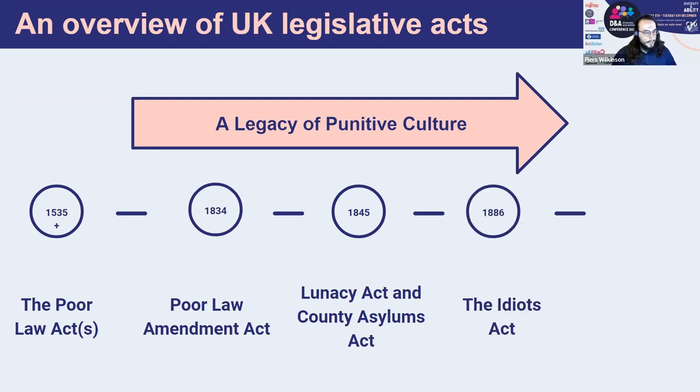In 1886, we then move on to something called the Idiot Act. Many of you have probably used the word idiot in everyday speech or even about yourself or about other people, but may not know that it was enshrined in law as a category of disability. And it was one of the ways in which there was a legal definition and distinction of the difference between idiots, imbeciles and lunatics.